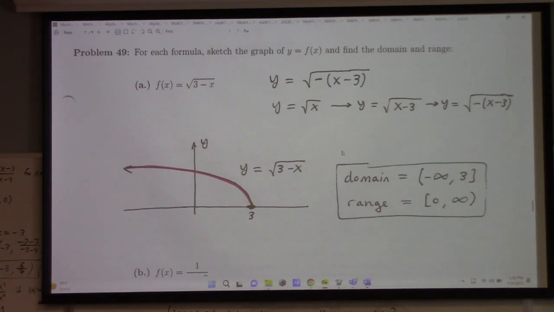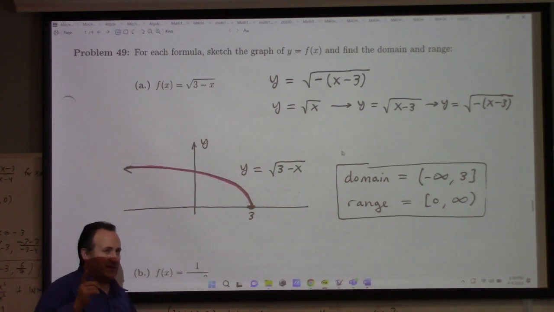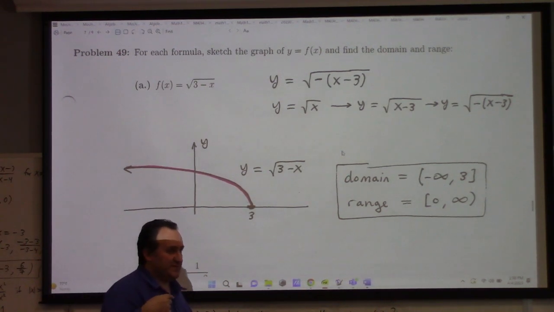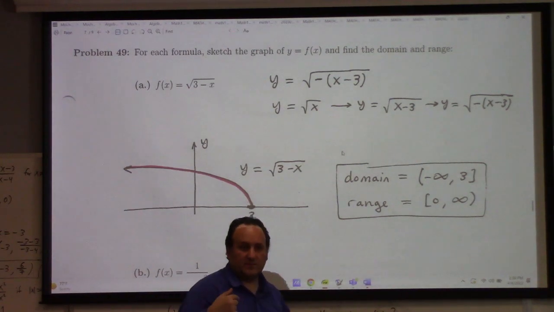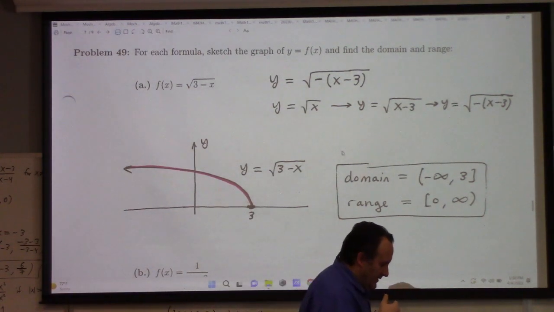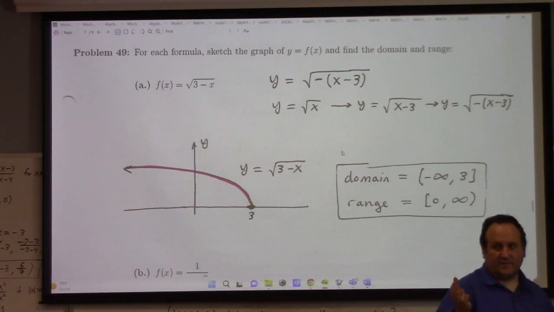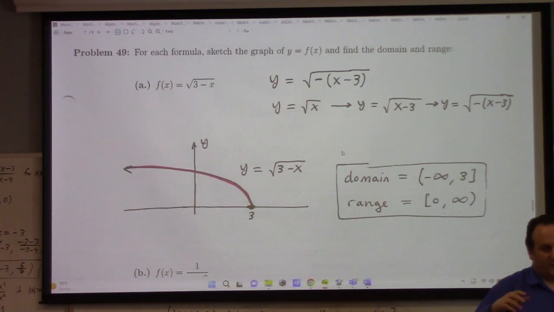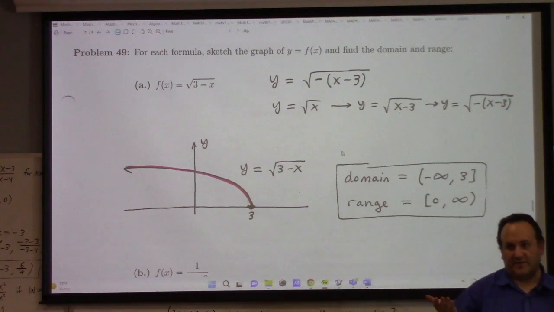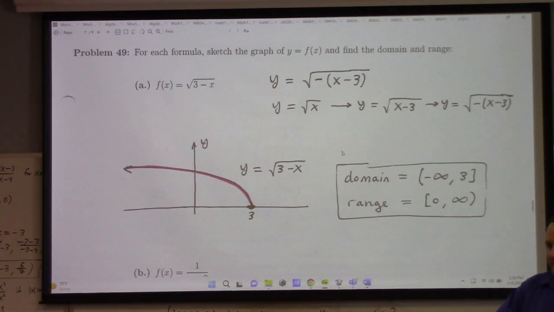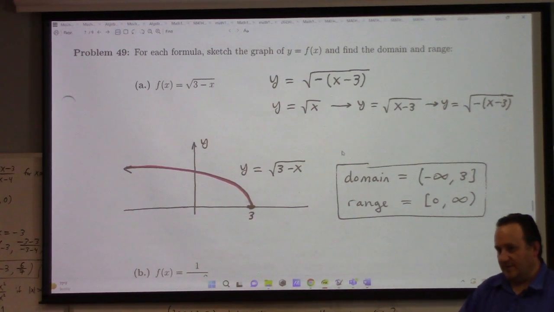Graphs. We love graphs, right? So if you look at old tests that I've showed you, a lot of times I like to ask the test in a multiple choice format. So like, here's 4 formulas, pick the matching graph.